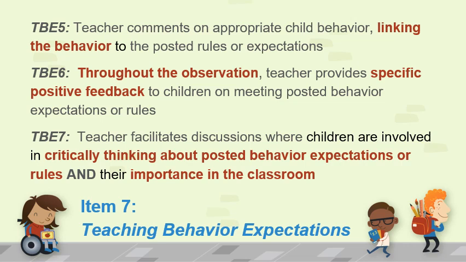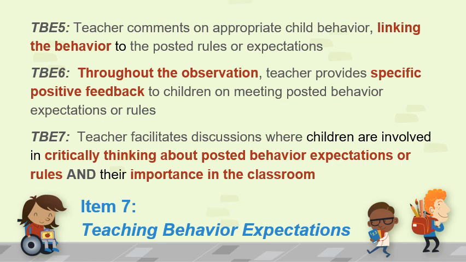TBE6, throughout the observation, teacher provides specific positive feedback to children on meeting posted behavior expectations or rules. Mention to the children that they are following the rule or behavior expectation. Give positive, descriptive, and specific feedback to children about their behavior, and, most importantly, relate it back to the classroom rules. For example, you may say, when you help your friends pick up the toys, you are being a team player. That's one of our classroom rules.